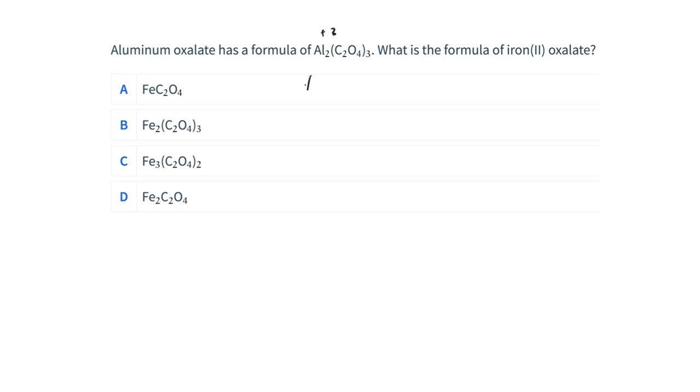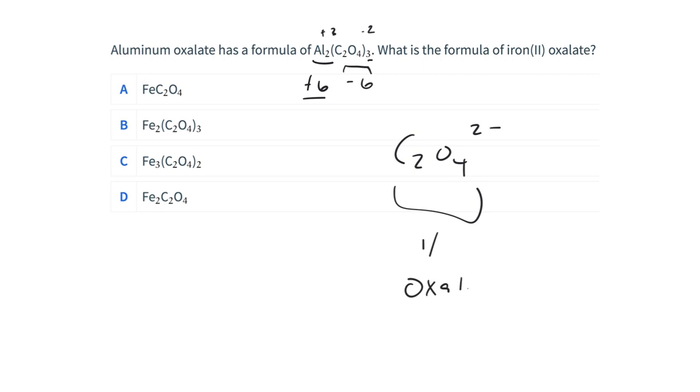And so that makes the +6 the total charge from the 2 aluminums. And so the -6 is the charge that the 3 oxalate ions have to bring forth. There's 3 of them, so that makes their charge individually be -2. So the C2O4 ion has a 2- charge. This must be what oxalate is, what we can deduce from the information in the problem.